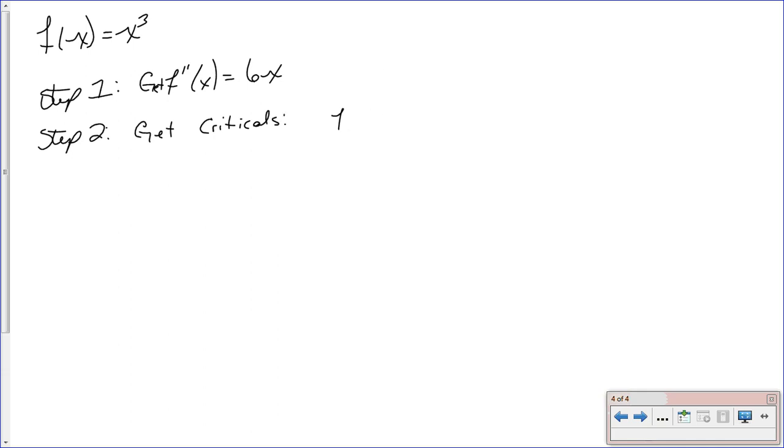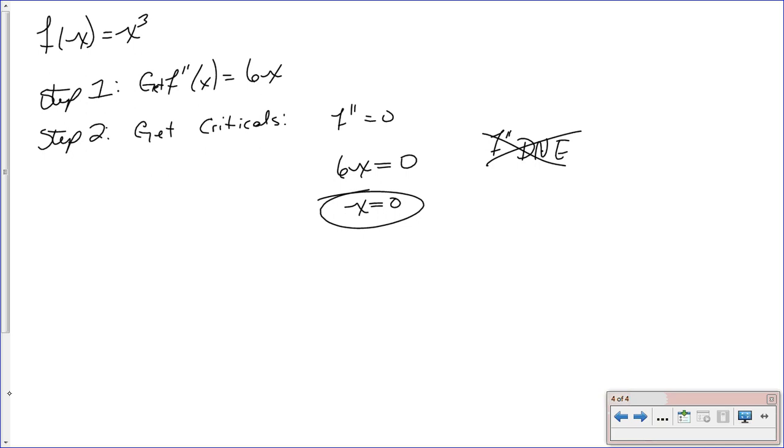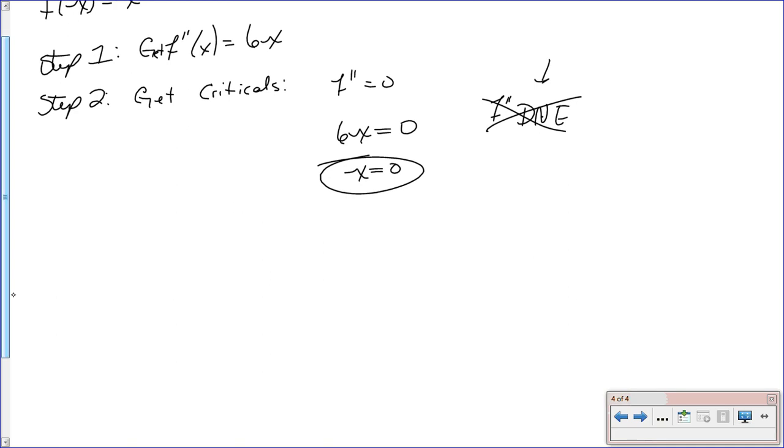All right, so we take f double prime, set it equal to 0. 6x equals 0, so x equals 0. Can we do f double prime does not exist? No, we cannot. So we don't have to worry about this case at all. Isn't it nice how this case cancels out most of the time? We don't really have to worry about it.